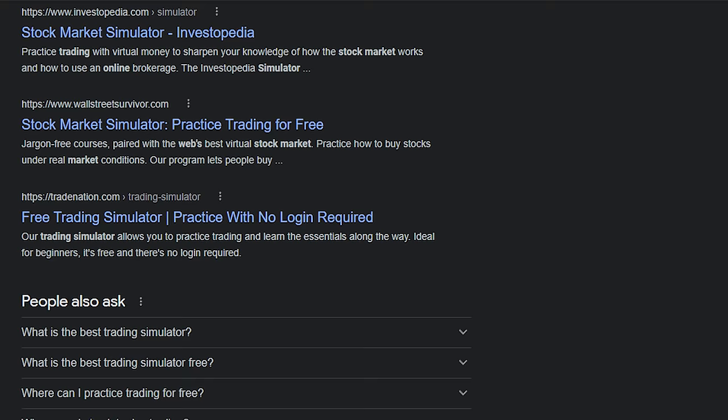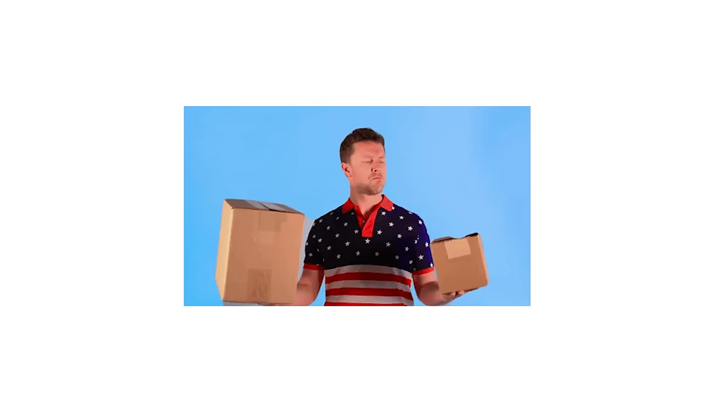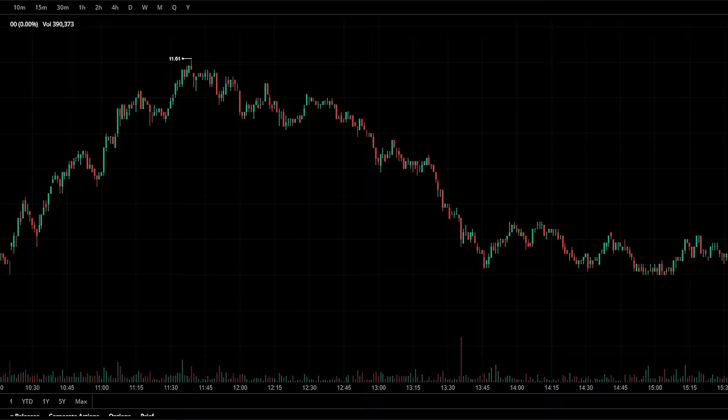There are a lot of different trading simulators out there. Some are paid, some are free, but the one that I would recommend the most is Weeble's, just because it's free and they have a really user-friendly dashboard to where it's not really confusing and it's really easy to use. And I really like their name, Weeble. So that's what I would recommend if you want to try one out.